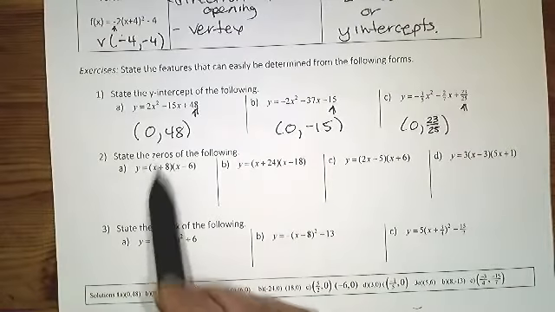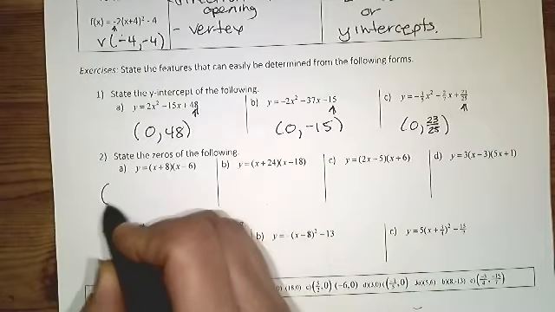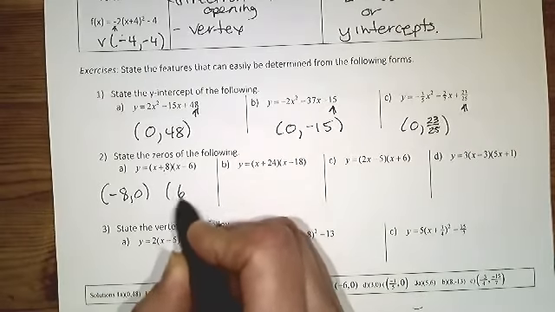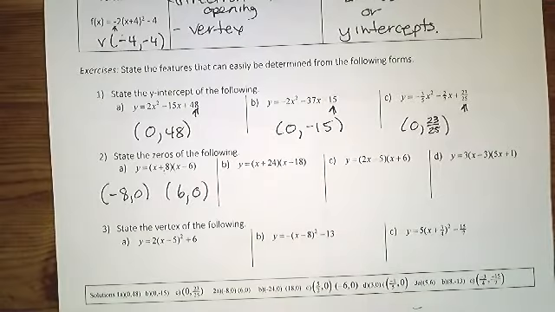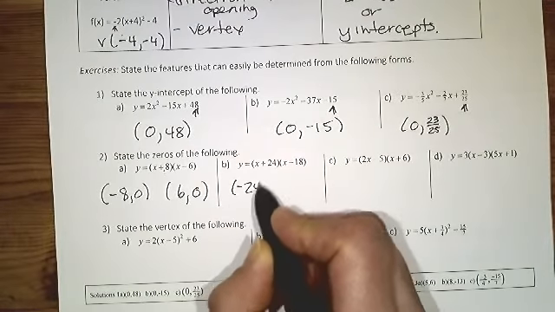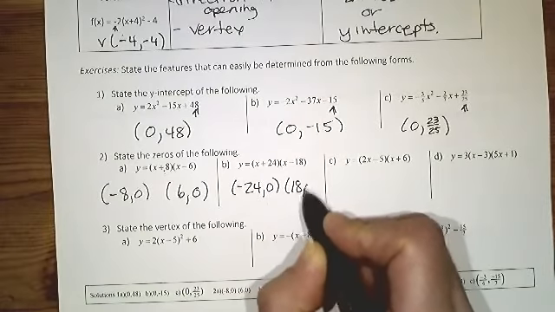Number 2, state the zeros of the following equation. So remember the zeros, when I take it out, I change the sign. So my zeros here are -8 and 6. Once again, the zeros here would be (-24, 0) and (18, 0).